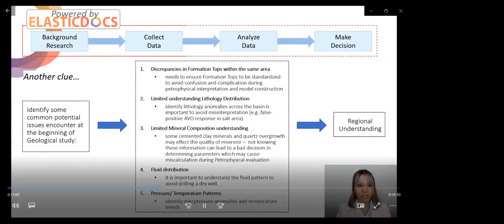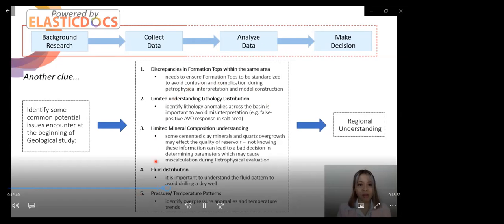The third potential issue is limited mineral composition understanding. We know that some cemented clay minerals and quartz overgrowth may affect the quality of reservoir, so not knowing this info can lead to a bad decision in determining parameters during formation evaluation. The fourth one is fluid distribution. Of course, it is always important to understand the fluid pattern to avoid drilling a dry well. And the fifth one is pressure and temperature patterns, where we also need to identify overpressure anomalies and temperature trend.